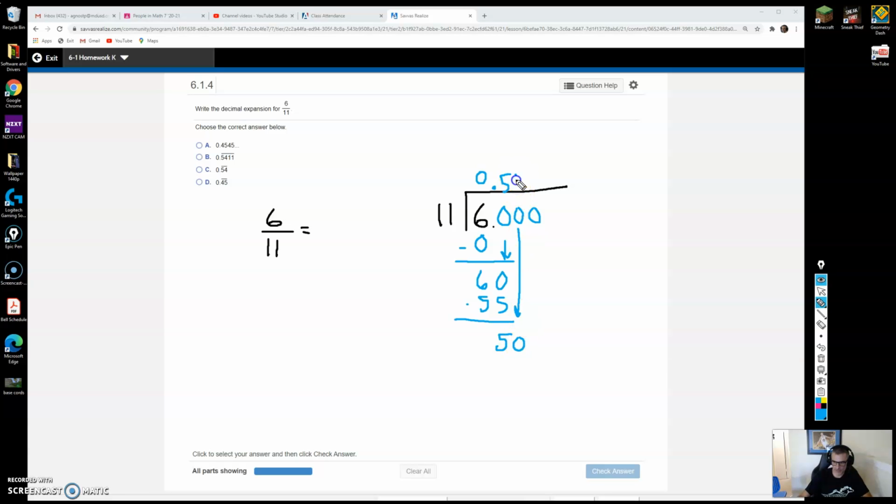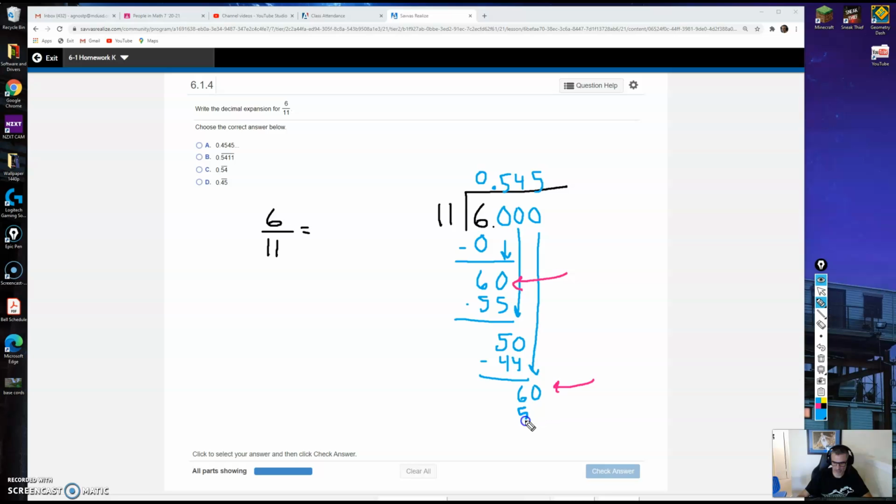11 goes into 50 4 times. 4 times 11 is 44. 50 minus 44 is 6. I bring down my third 0. Notice that I have a 60 again. Well, I had a 60 right here. So 11 is going to go into 60 5 times, just like it did before. 5 times 11 is 55. And I get a 5, and I would have another 0.